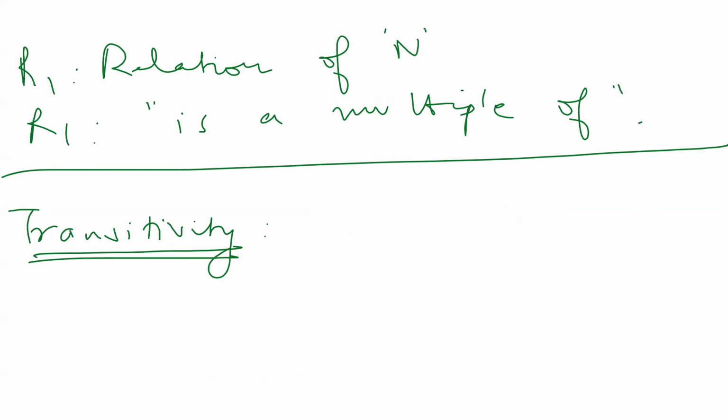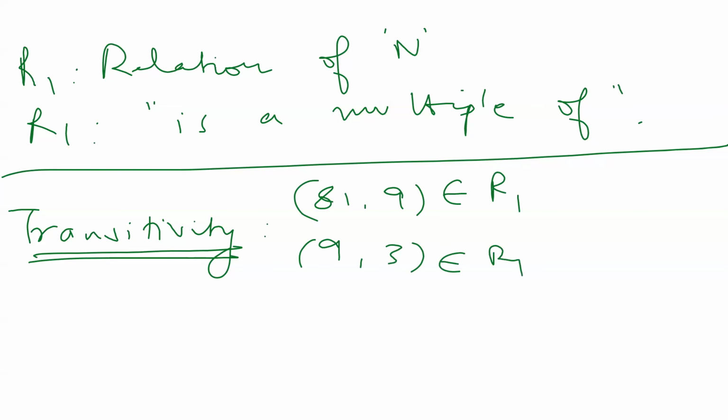Transitivity. First two statements should be true. 81 is a multiple of 9. 9 is a multiple of 3. They both belong to R1 because both the statements are true. So now guys, is 81 a multiple of 3?